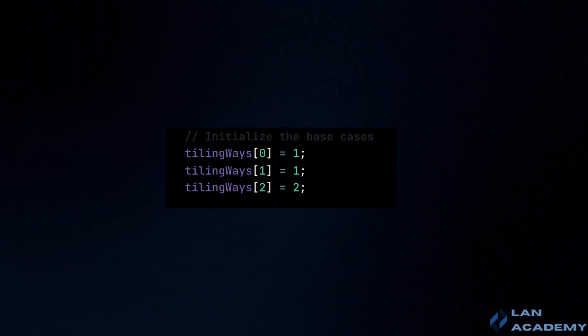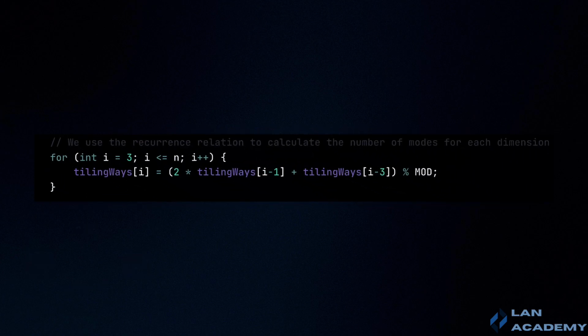After initializing the array, I can then initialize the base cases. Tiling ways of 0 equals 1. A 2 times 0 board, which means no tiles, can be covered in exactly one way, doing nothing. Tiling ways of 1 equals 1. A 2 times 1 board can be covered in one way using a single vertical domino. And tiling ways of 2 equals 2. A 2 times 2 board can be covered in two ways, either by placing 2 horizontal dominoes or 2 vertical dominoes. For larger dimensions, I use a for loop to calculate the number of ways for each size from 3 to n.